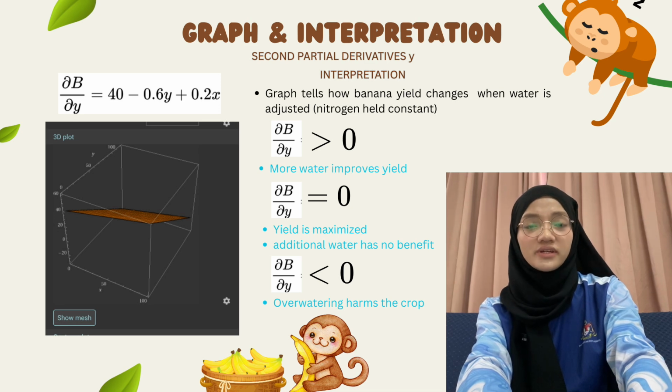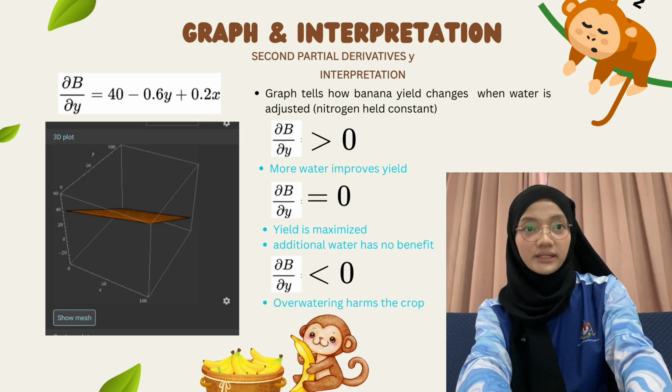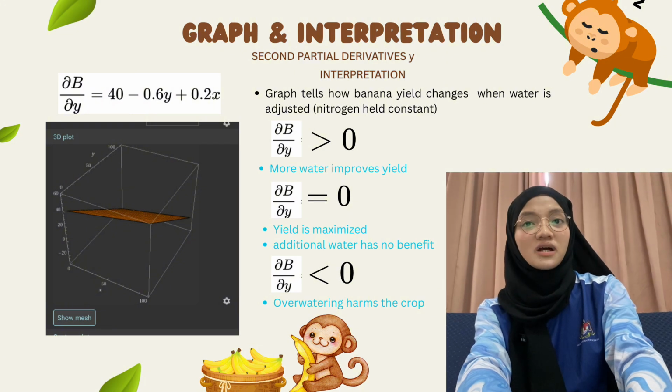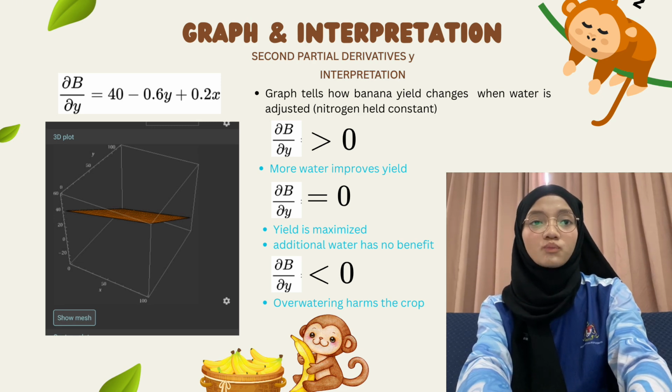First, when the derivative is greater than 0, increasing water improves banana yield. This means the plant can effectively use additional water when it is below the optimal amount. Second, when the derivative equals exactly 0, we have reached the point of maximum yield efficiency of water. At this stage, adding more water provides no additional benefit to the plant.